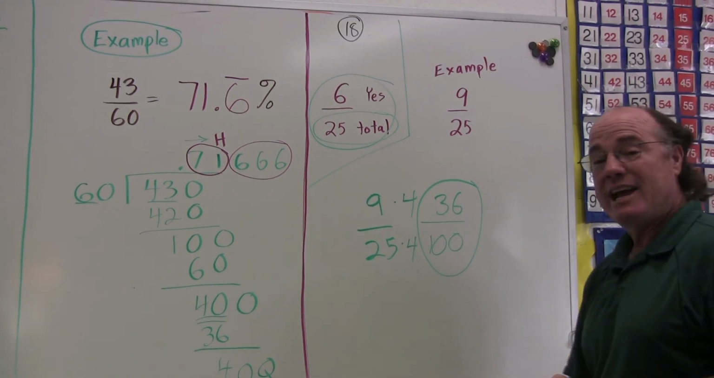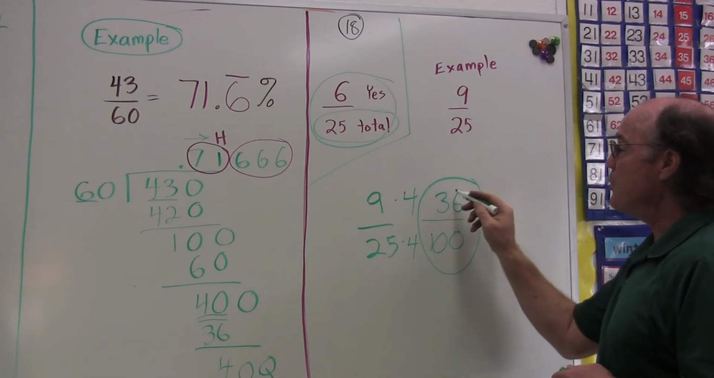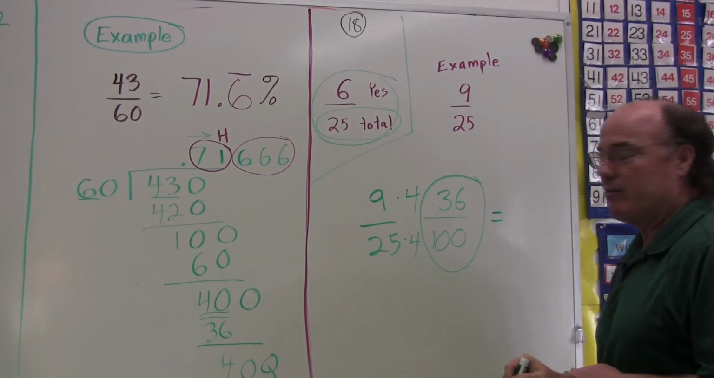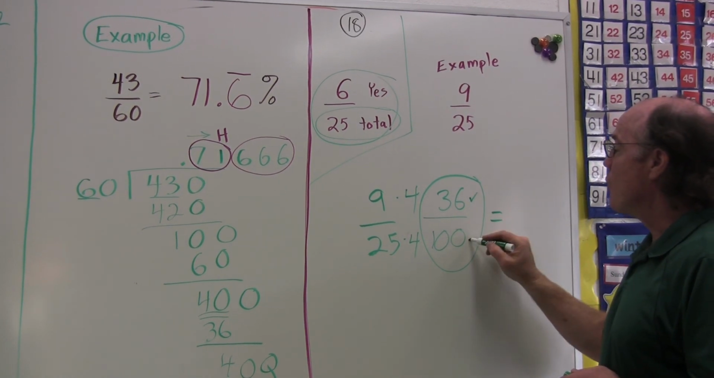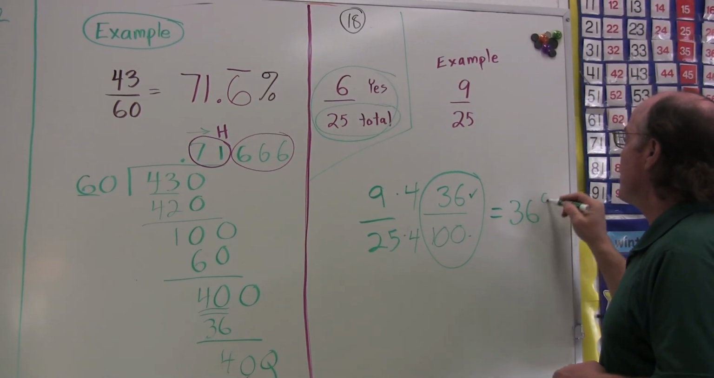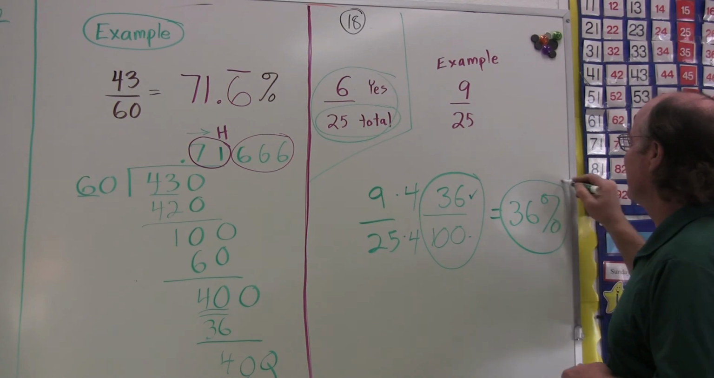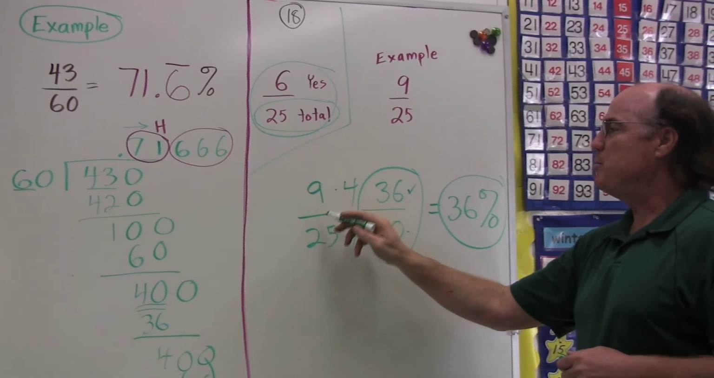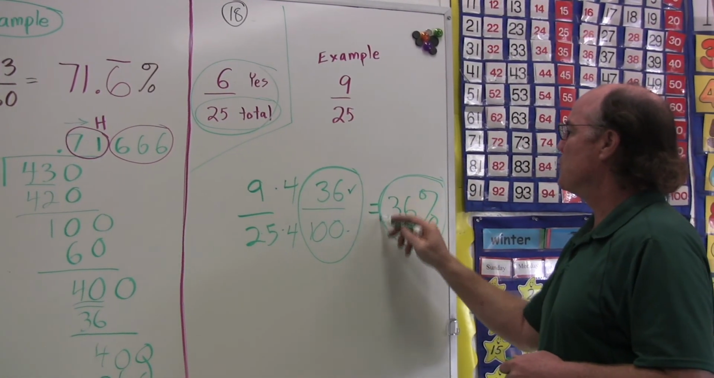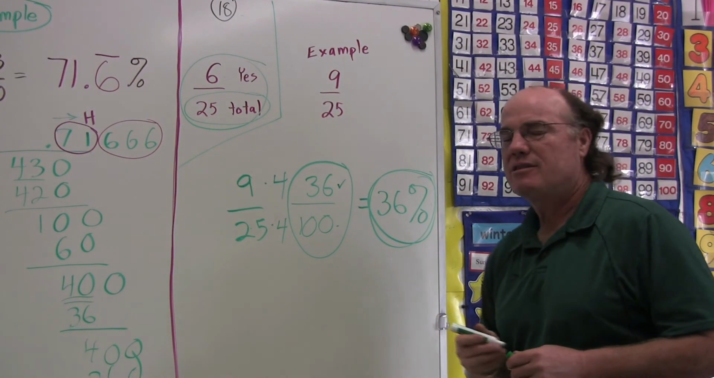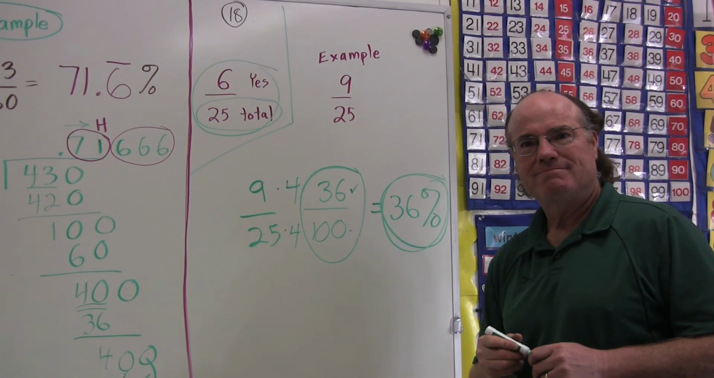Now, is that the answer? No. It says, what percentage is 9 out of 25? Any number over 100 is the percent. So, 9 people out of 25 is equal to 36% of those people.